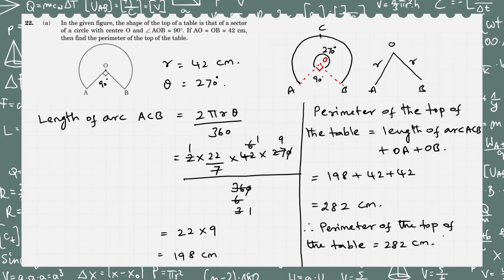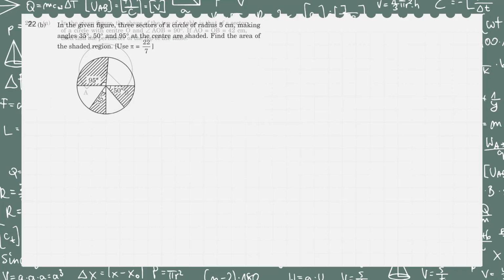Perimeter of the top of the table equal to 282 centimeter. That's the end of this sum. Let us move on to the other part of the same sum.